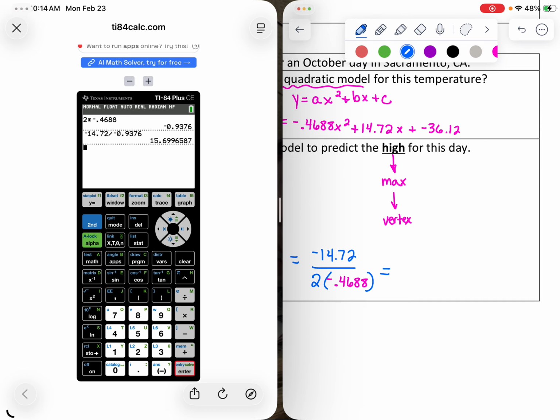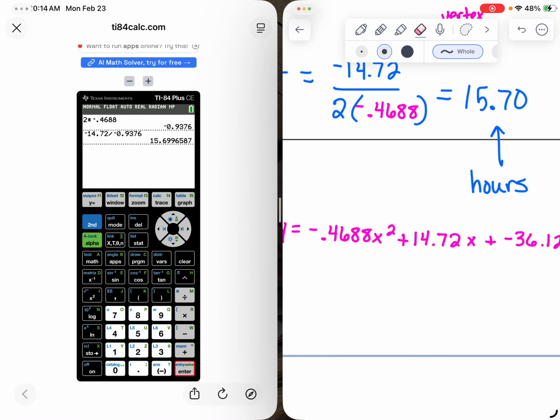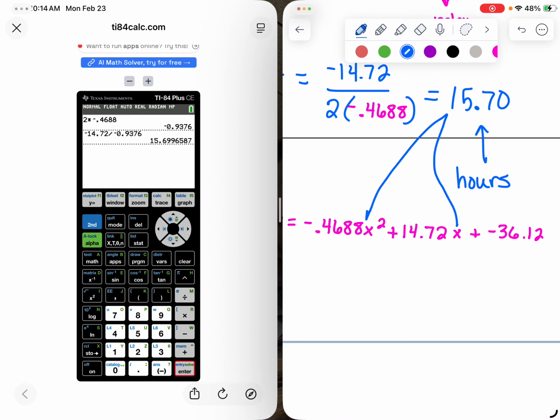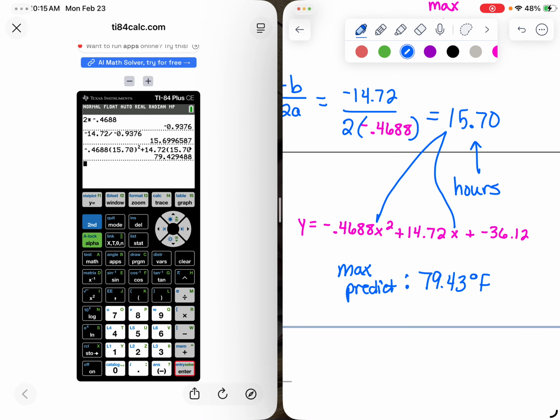All right, so my x value is 15.70. Now remember, this is hours after midnight. So to get the temperature, I need to plug that in. Now this is my maximum temperature. Every time I see an X, I'm going to put in that number. So negative 0.4688 times 15.70 squared plus 14.72 times 15.70 minus 36.12, and this should give me my maximum temperature. And then again, this is just a predicted value, would be 79.43 degrees Fahrenheit.